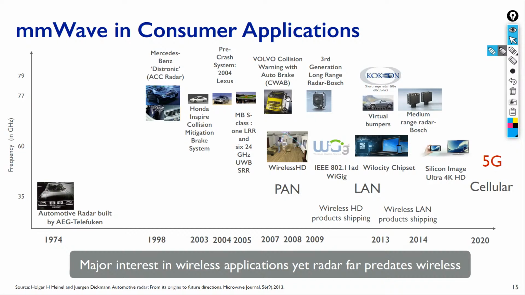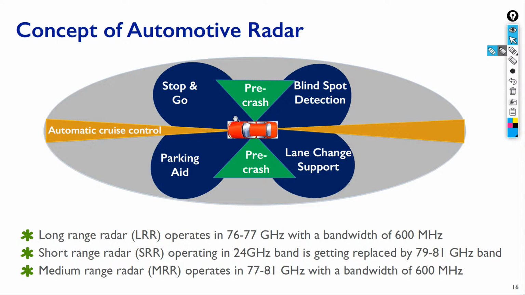There are some advanced cars where they have radars in front of them to detect and help driving the car safely, and these radars are basically using 30, 40, 60 gigahertz communication. For example, this is a car concept of automated radar. So there is a radar in front, radar in the back. It can help the car to stop, go, parking aid, for lane change support, blind spot detection, pre-crash from both sides, long-range radar, and this is really already implemented and used in the industry.